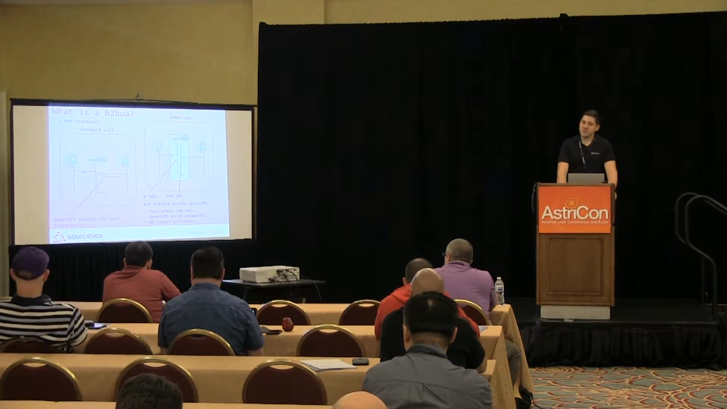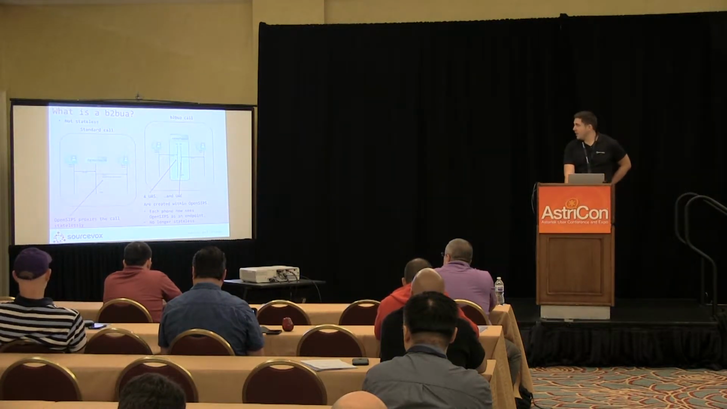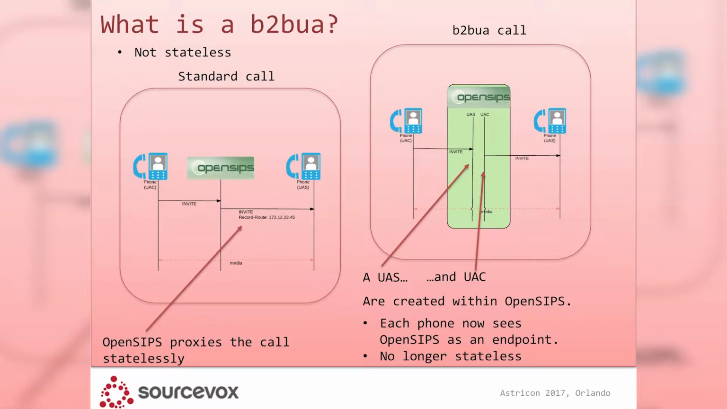So what's a back-to-back user agent? On the left, we have a little diagram showing how OpenSIPS is very nicely statelessly proxying a call. It's a very simplified example of the previous slide. It's added a record route header, so this is where the SIP packet should flow in the future.